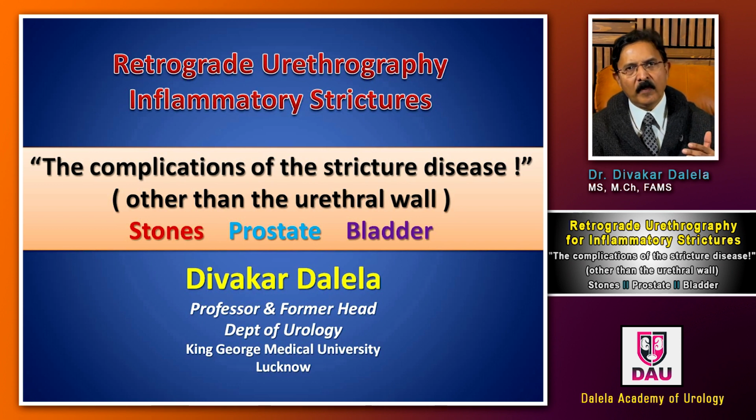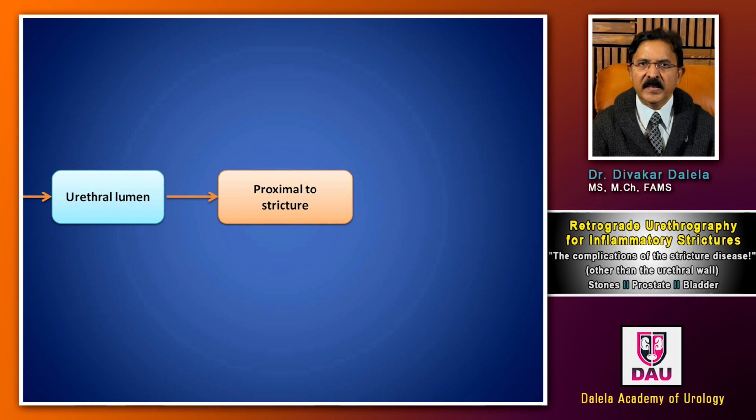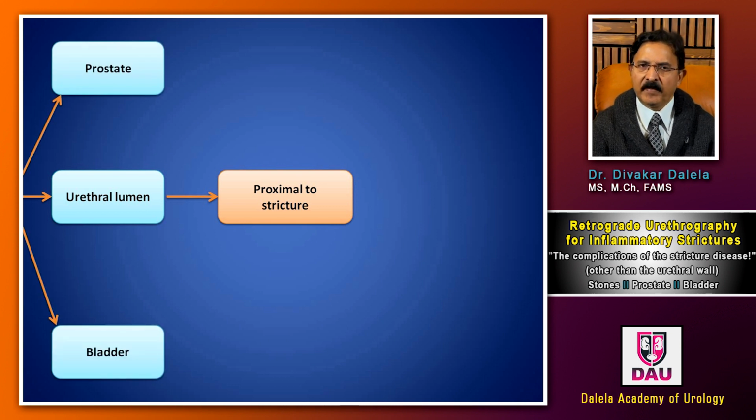Here I am talking to you about complications which take place not in the urethral wall, the rest of them, by which I mean formation of a stone in the urethra, or a complication in the prostate, or a complication in the bladder, and you see any of these in the retrograde urethrogram film. And how do you see them? You can have a problem in the urethral lumen. When I say urethral lumen, I'm referring to proximal to the stricture. Or you can have a complication in the prostate, and you can have a complication in the bladder.